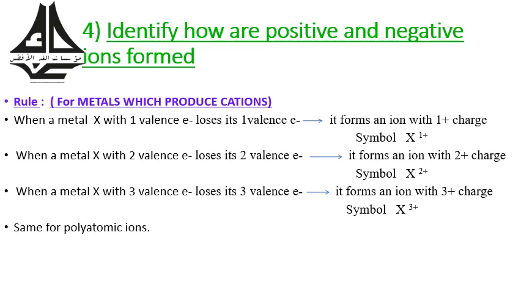Same for polyatomic ions. When the whole grouping loses one electron, then this polyatomic cation has a 1+ charge, okay? When the whole grouping loses 2 electrons, then the polyatomic cation will have a 2+ charge. And if the whole grouping in the polyatomic ion loses 3 electrons, then the polyatomic cation will have a 3+ charge, okay? The polyatomic ion formed will have a 3+ charge.